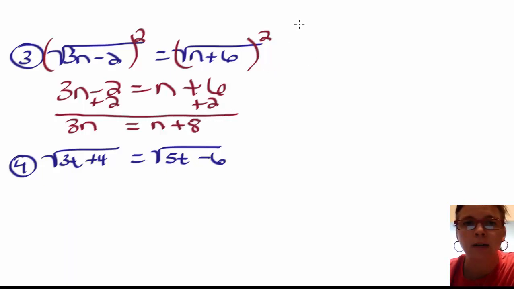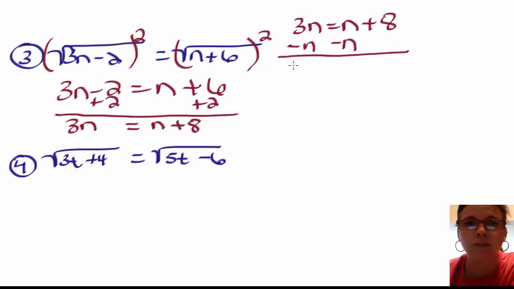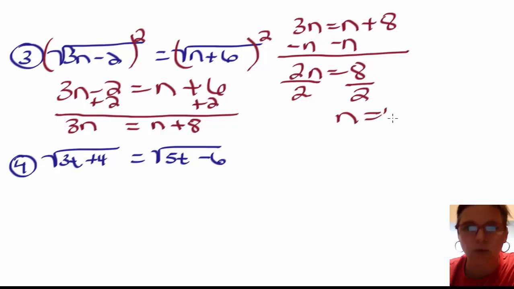So 3n equals n plus 8. Then we need to subtract n. So we have 2n equals 8. I subtracted n because we need to get all of our n's together and then all of our constants together. And then we divide by 2. n equals 4.